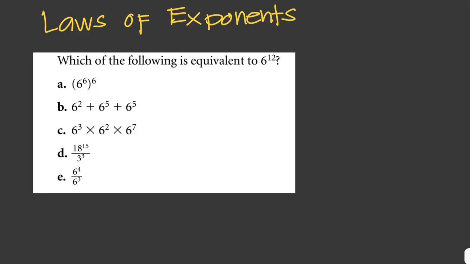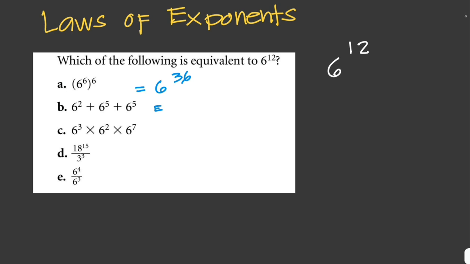Let's say we're given this problem here. Which of the following is equivalent to 6 to the power of 12? So let's take a look at the choices here. First one, letter A, is 6 to the 6. 6 to the 6 is just equal to 6 to the 36, because you will multiply 6 and 6 here. So that's not equivalent to 6 to the 12. And then for choice B, 6 squared plus 6 to the 5th plus 6 to the 5th. This isn't the answer because exponents don't combine in addition problems.